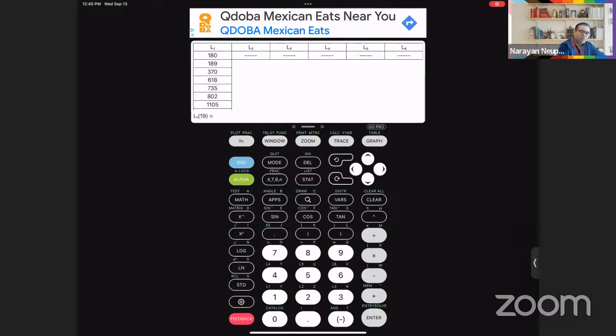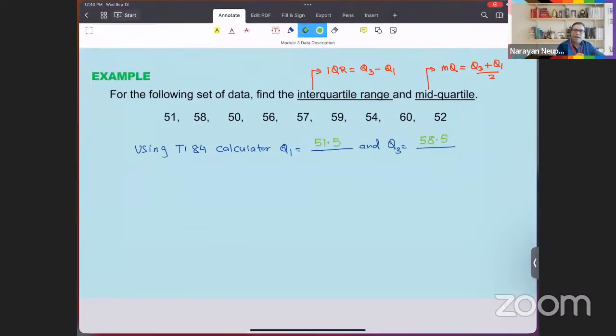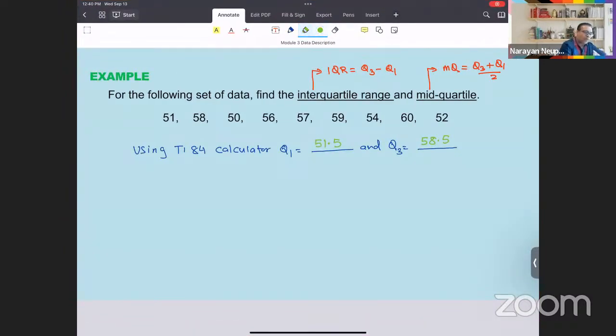Okay, wonderful. Now let's go back to that. So you got those values. After you got those values, the first thing we want to find is the interquartile range IQR, which is equal to Q3 minus Q1, which is equal to 58.5 is Q3 and Q1 is 51.5. That is equal to 7. So IQR, interquartile range, is equal to 7.